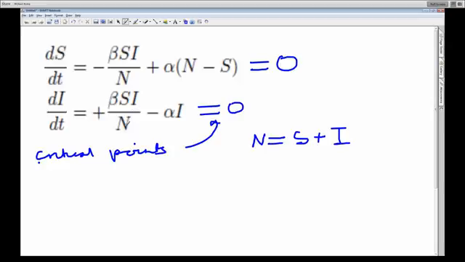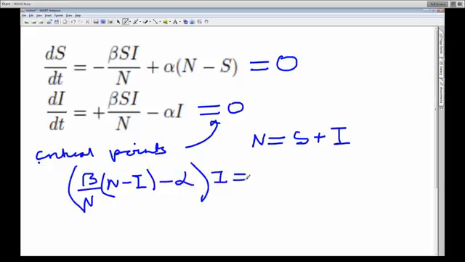So plugging that in, N is the fixed population, so N is a fixed number. Rearranging to give the bottom equation, we get beta on N times S, which we can write as N minus I, minus alpha, factorized I, is equal to 0. So that's what the second equation becomes. Just factorize the I out and replace the S by N minus I.